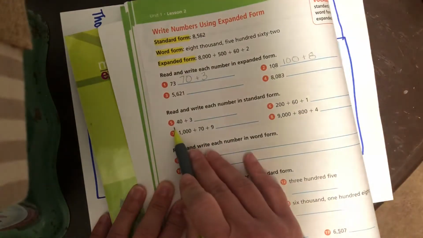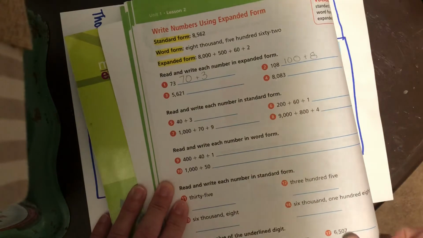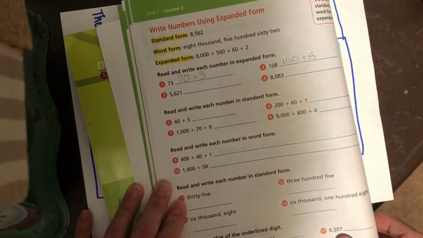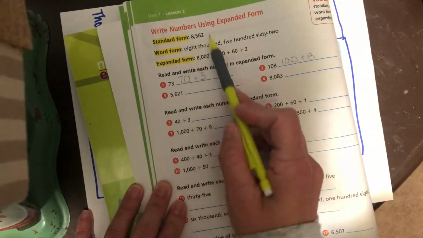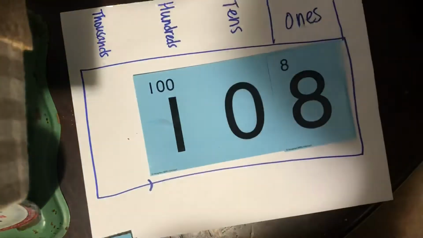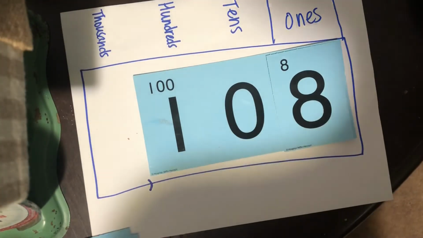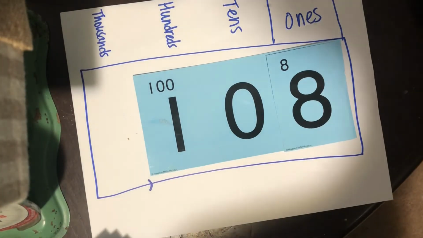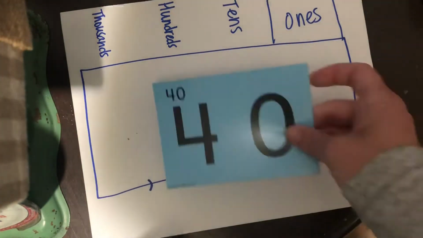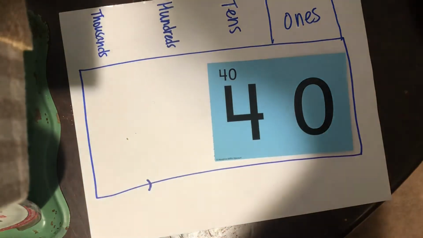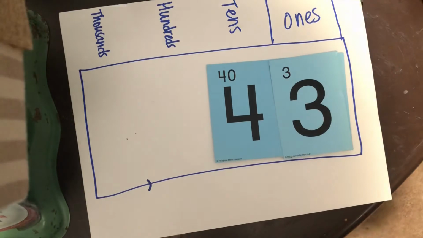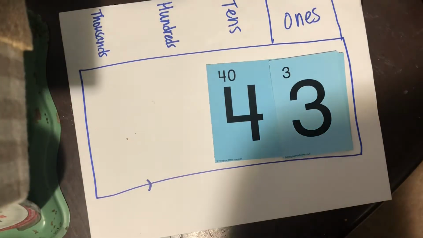Alrighty. For number 5, let's do number 5. Now it wants you to read and write each number in standard form. So standard form looks like this, the way that we normally see a number. So this says 40 plus 3. I'm sure you guys have probably already seen that in your mind and know what it is, but just in case, like if we start to get to larger numbers, you could find the 40 and find the 3 and lay them on top of one another, and there's your standard form number, 43.